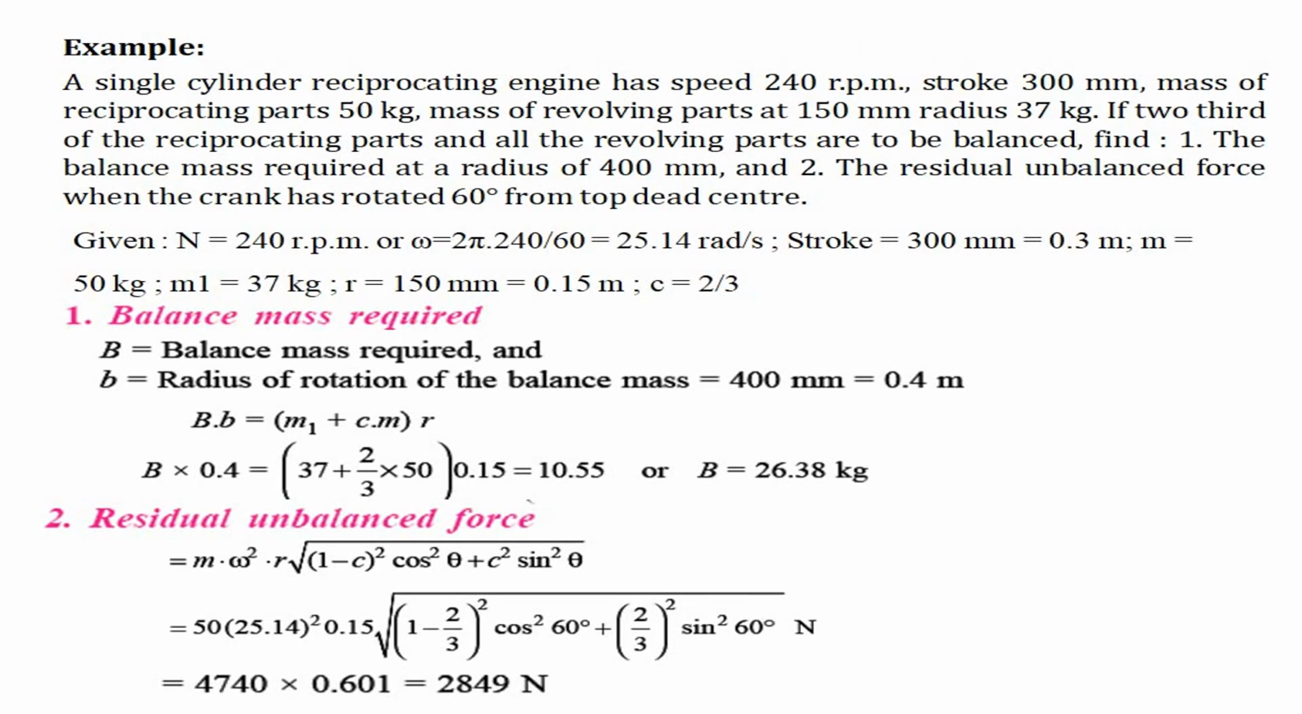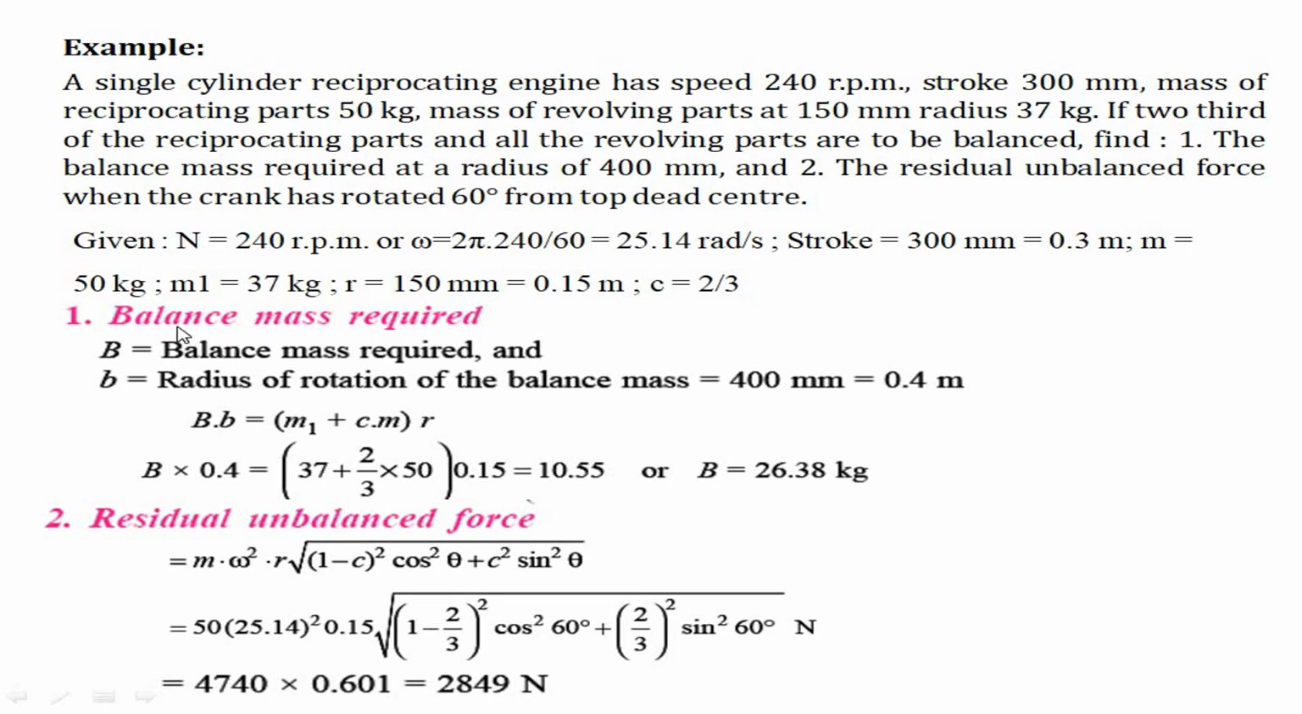Now we are going to take a simple example of a single cylinder. The data given to you: it is reciprocating at 240 rpm, stroke length is 300 mm, mass of the reciprocating parts is 50 kg, and you are required to determine the balance mass required at a radius of 400 mm and the residual unbalanced force when the crank has rotated 60 degrees from top dead center.